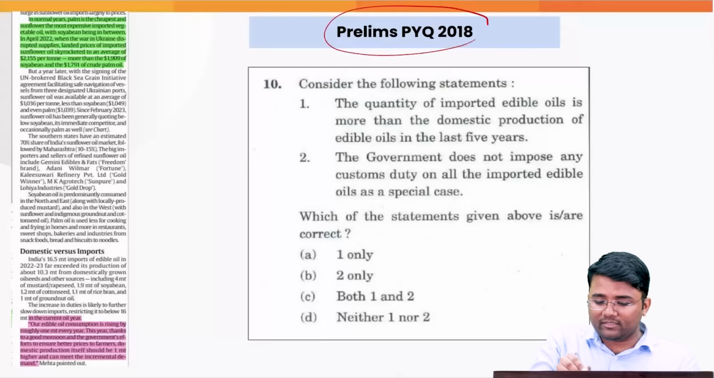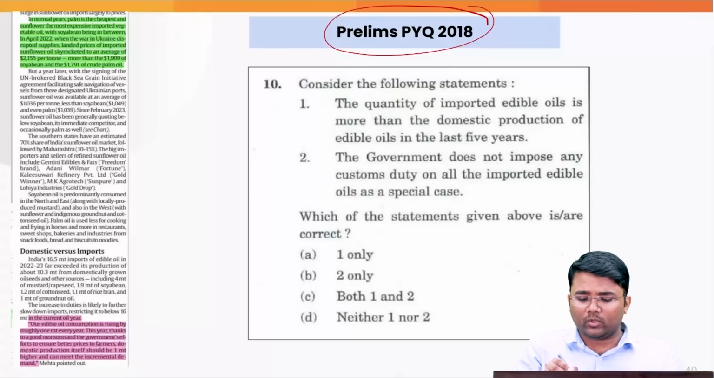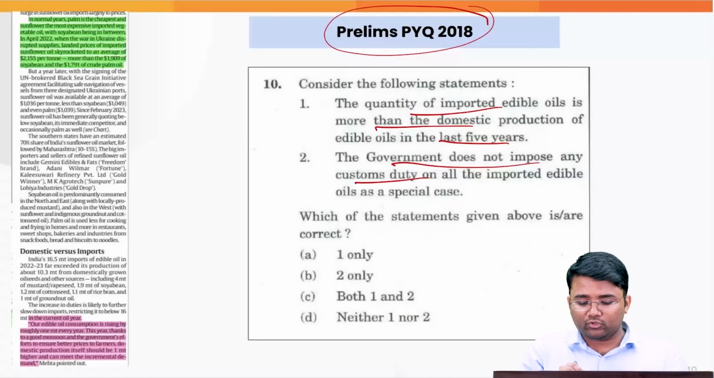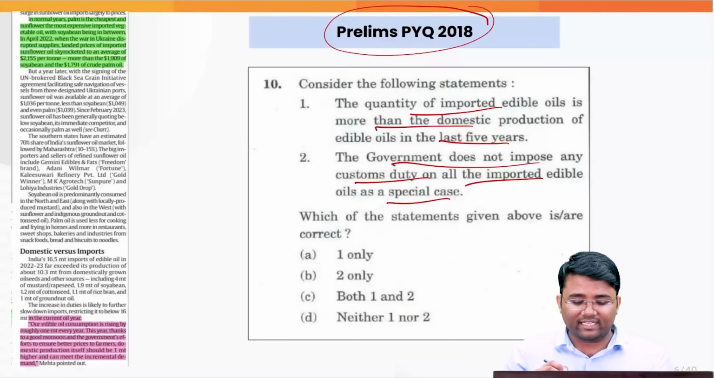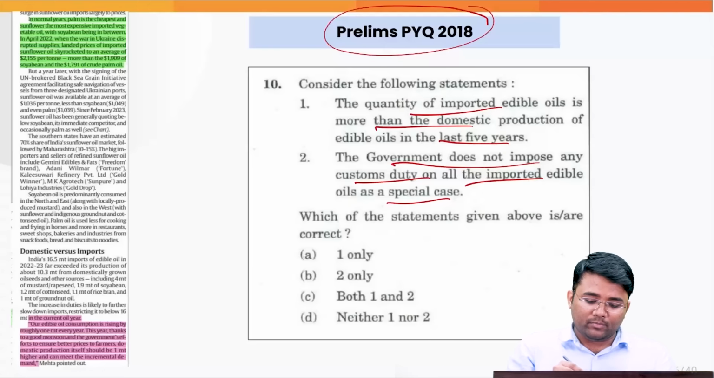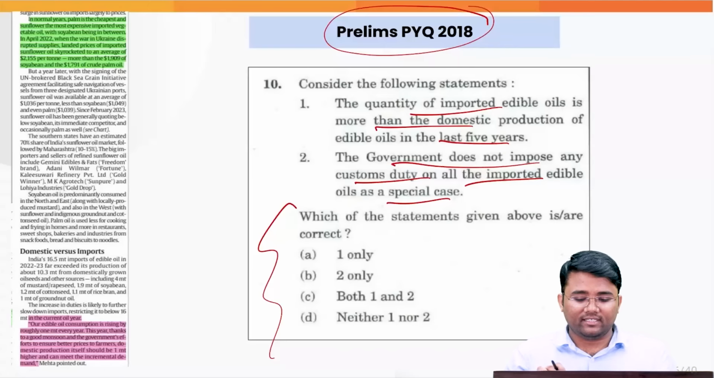Now this was a prelims PYQ that was asked in 2018. The quantity of imported edible oil is much more than the domestic production of edible oils in the last 5 years. The government does not impose any customs duty on all imported edible oil as a special case. So both these statements you can see. Please tell me the answer to this particular question in the comment box.